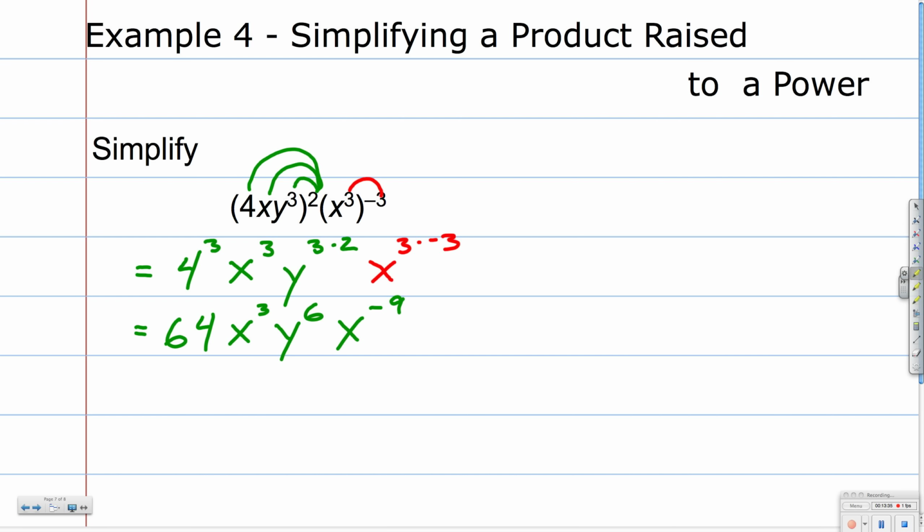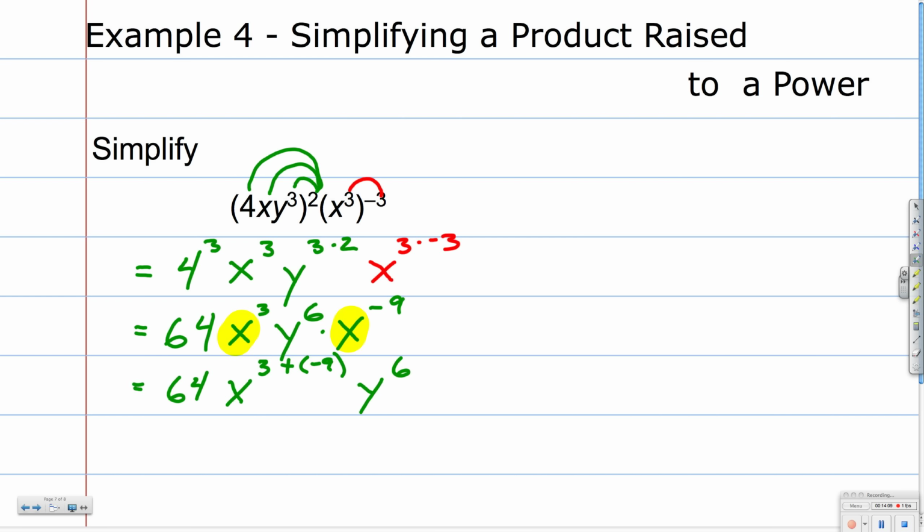Now that we have applied our powers to the power rule, we need to look for like bases, and we do have like bases. The x's are like bases, and when we multiply like bases, we add their exponents. So I'll take another step here. I'm not doing anything with the 64 right now, so I write it down, and since I have x to the 3rd times x to the negative 9, I should rewrite that as x to the 3 plus negative 9. And I copy down the y to the 6th since I haven't done anything with it yet.